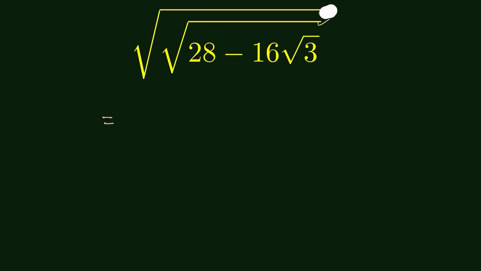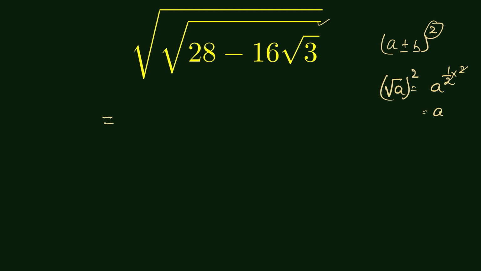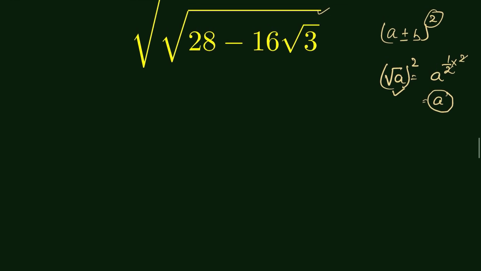To remove the square roots, first if we can write these two numbers in terms of a plus minus b whole square, then this whole square can remove the square root, because square root means a is raised to the power of 1 upon 2. When we square it, the exponent is also multiplied by 2. So square root of a square equals a. This also means that we can write a as square root of a square. Now keeping this in mind, let's solve it.